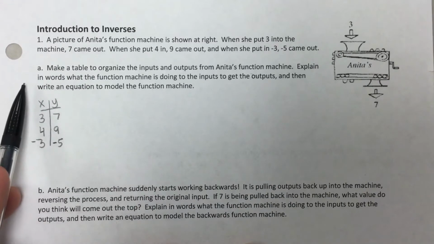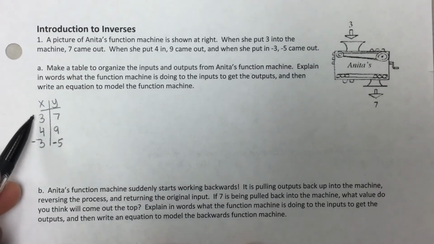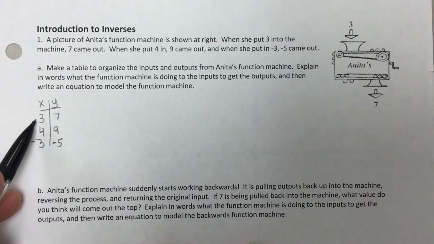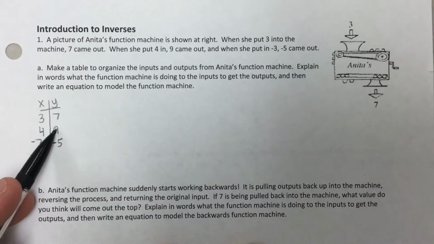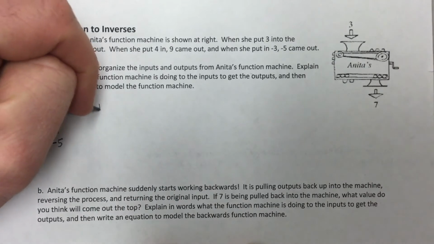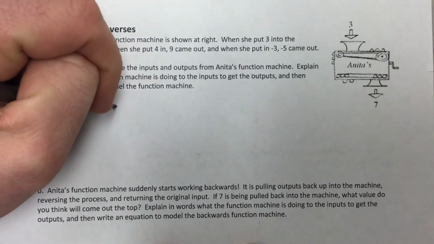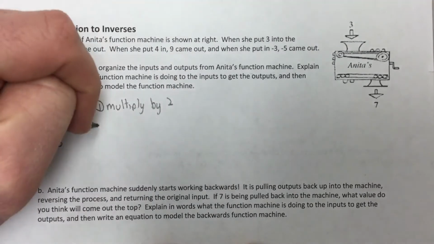And the first thing it says is explain in words what the function is doing to the inputs. So here we are multiplying by 2. 3 times 2 is 6, plus 1 is 7. 4 times 2 is 8, plus 1 is 9, and -3 times 2 is -6, plus 1 is -5. So the first thing we're doing is multiply by 2, and then we add 1.